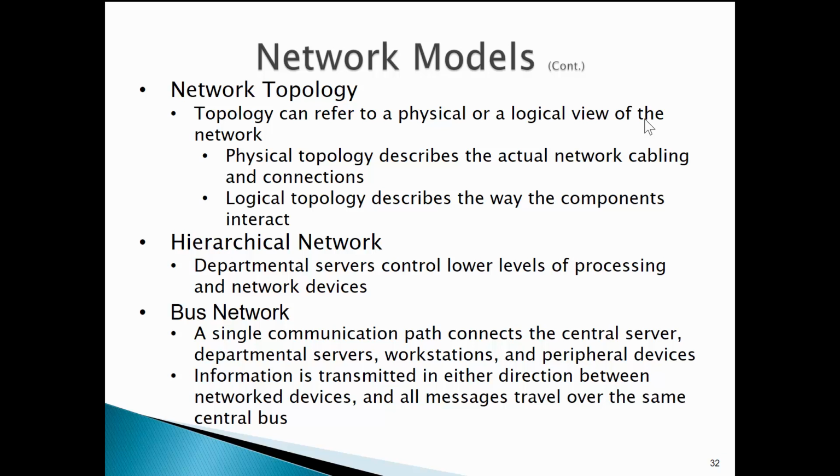So hierarchical network, department servers control lower levels of processing and network devices. A bus network, which was a single communication path. Don't really need to get into that. We don't really use it anymore because the idea behind a bus was, well, if I cut that path at a certain point, everything downstream of that stops working. And in all actuality, the entire path may stop working, especially like in a token ring. Cut the ring, no connectivity throughout the entire ring because data was transmitted in one direction and one direction only.